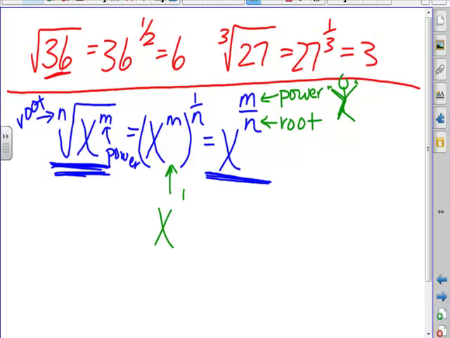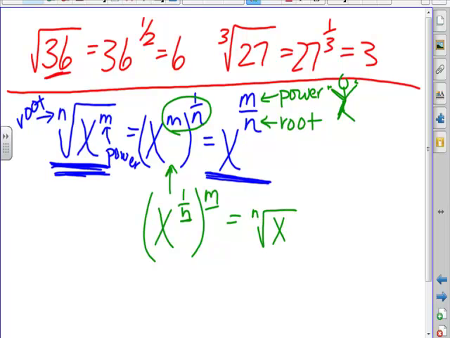there's really no reason why I couldn't write x to the 1 over n raised to the m power. Because all I'm doing is switching the position, because like 2 times 3 is the same as 3 times 2, m times 1 over n is the same as 1 over n times m. And so what that tells me is that if I have the nth root of something raised to the power m, it's going to be exactly the same.